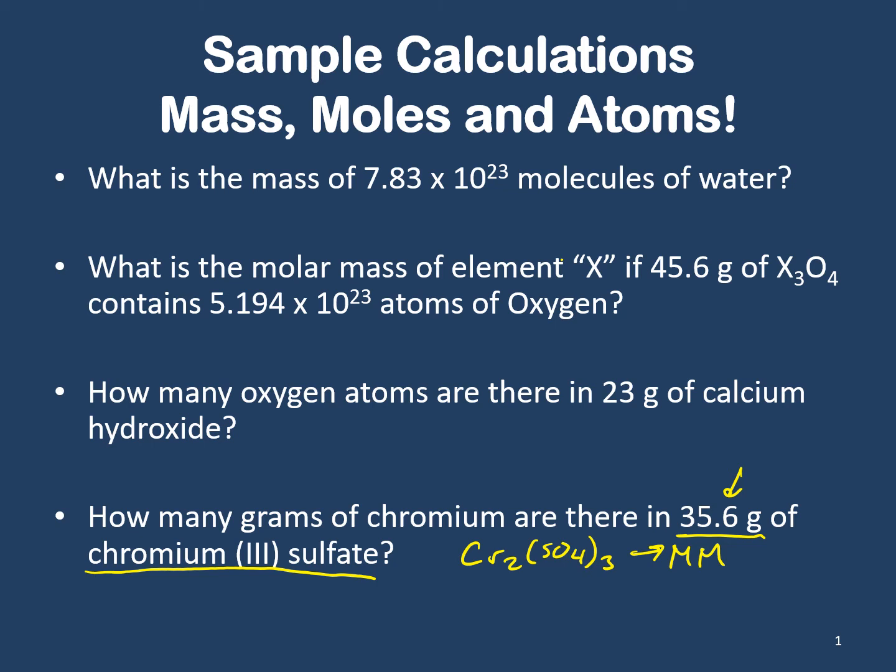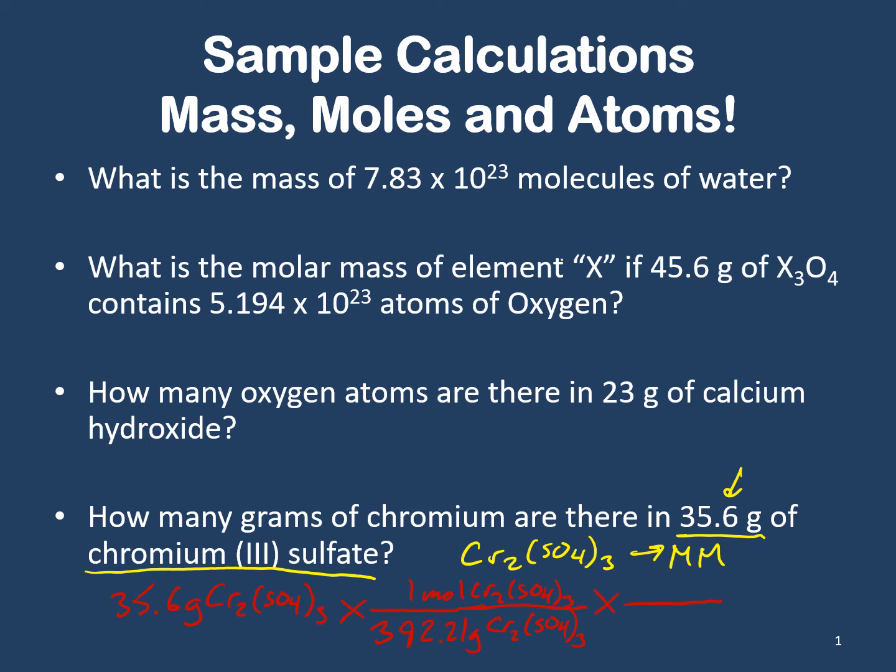So we have 35.6 grams of Cr2SO4. Let's divide by the molar mass to get moles. Our molar mass of this compound is 392.21 grams of Cr2SO4 per 1 mole of Cr2SO4.